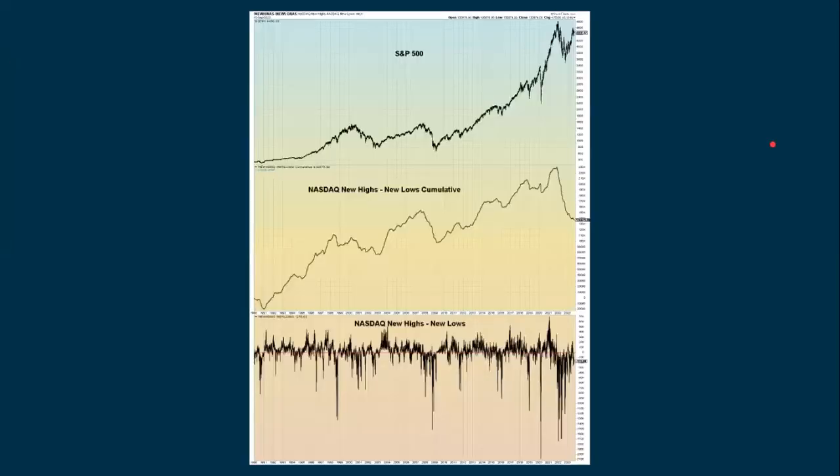Then we look at the cumulative new highs, new lows for the NASDAQ, and I go through this and mention it in every video, but I haven't been showing the chart. And we can see that for quite a while now, we've really been declining with this overall indicator. And when we're below zero, that means we're negative here when we measure the NASDAQ new highs minus the new lows.